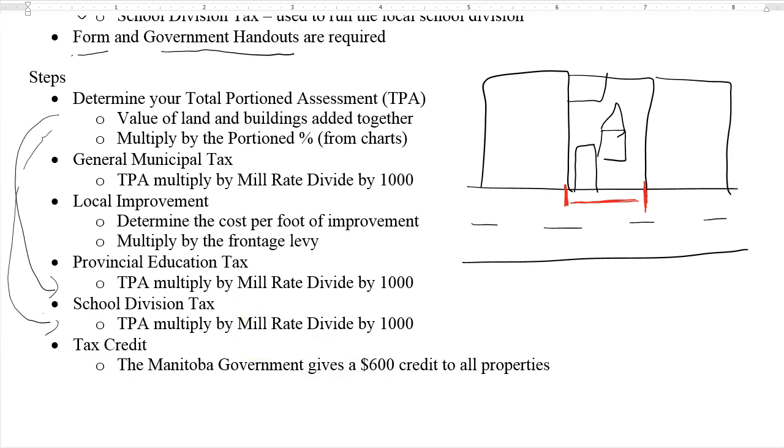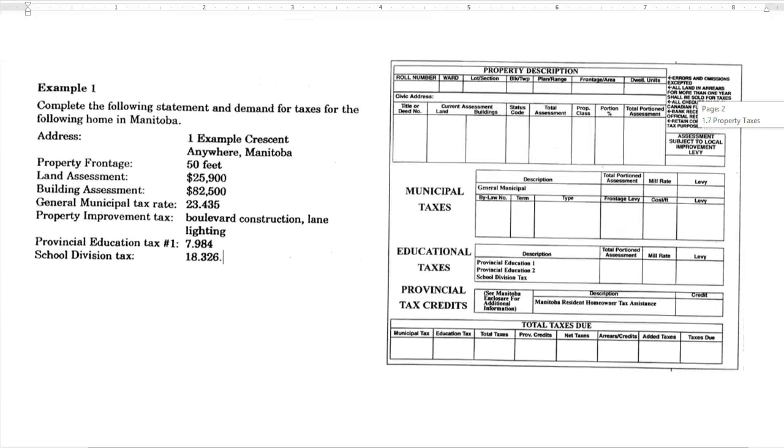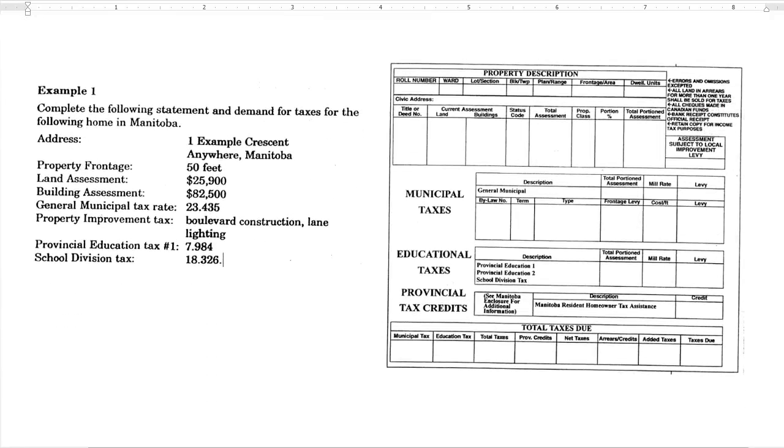Okay, now let's take a look at our example. So I'm going to scroll down. You can turn your page. I've manipulated my page a little bit so I can fit it all on your screen, but the information still is the same. We've got a house that has an address of 1 Example Crescent. Our property footage is 50 feet. We've got a land and a building amount, and then we've got three mill rates and 2 local improvements.